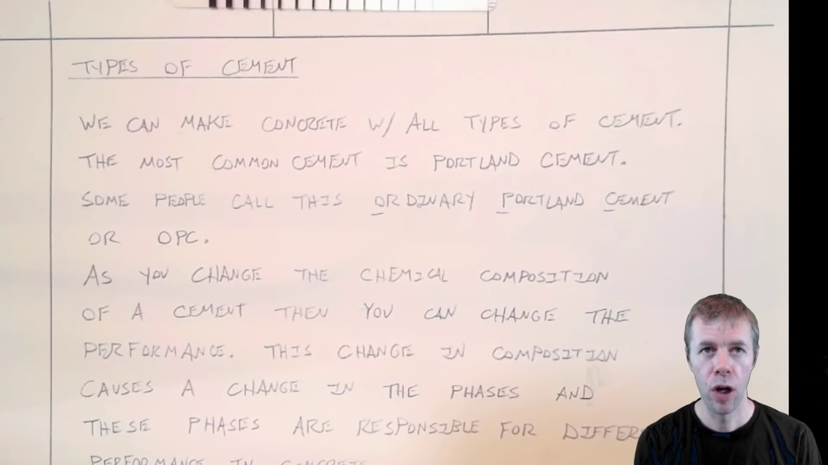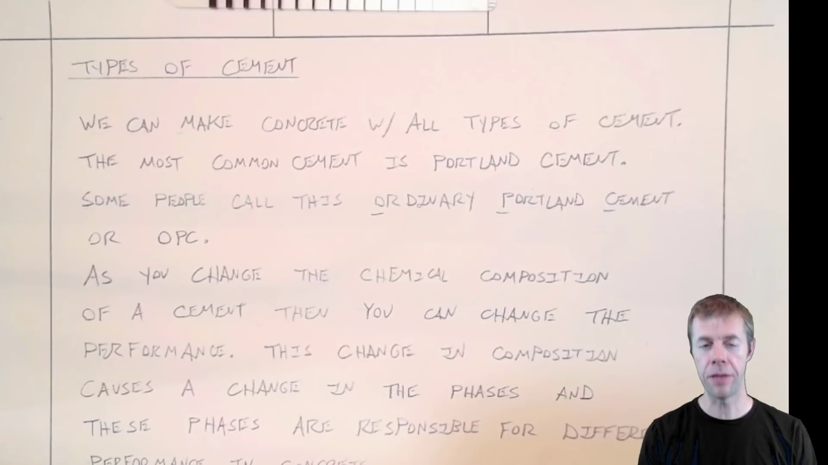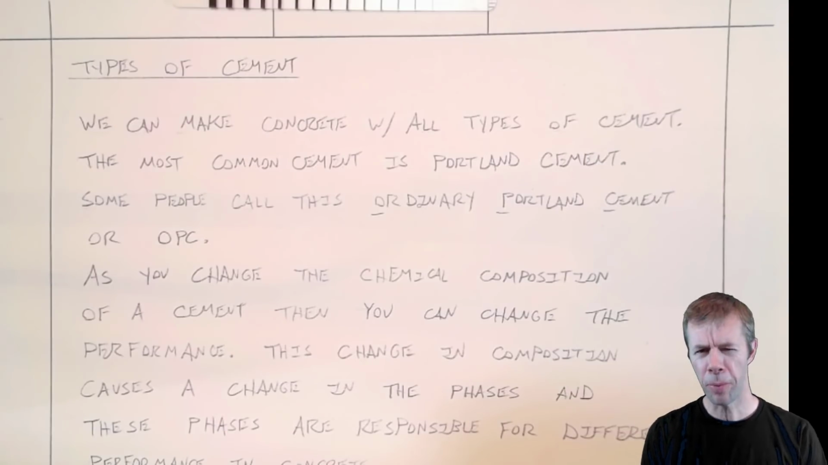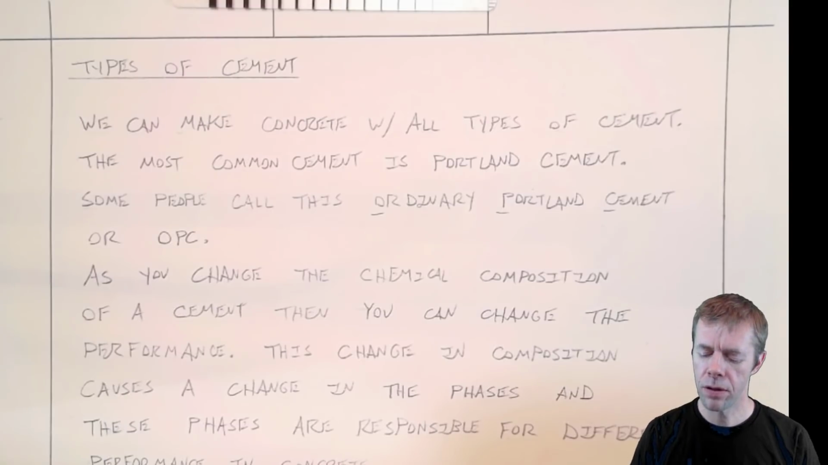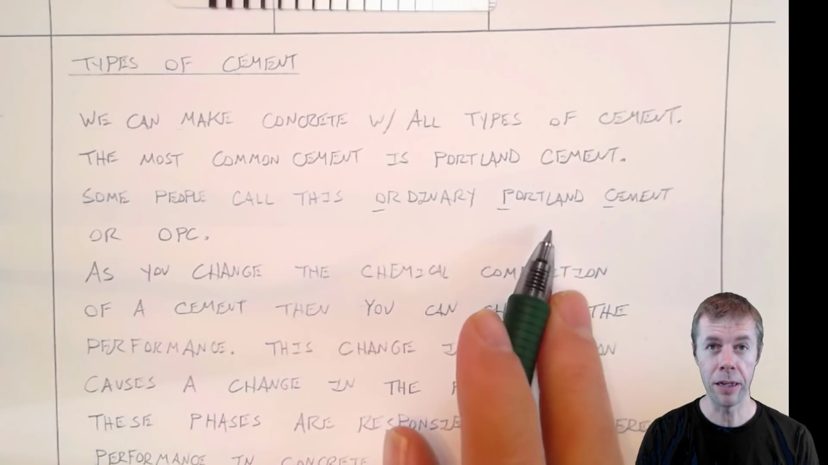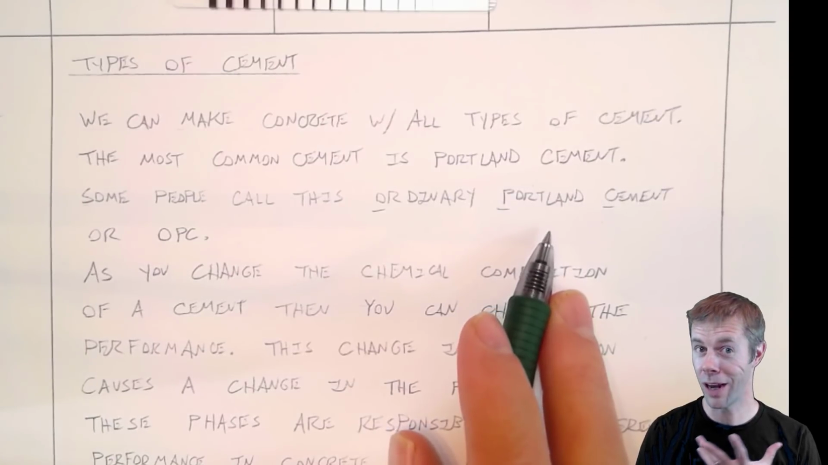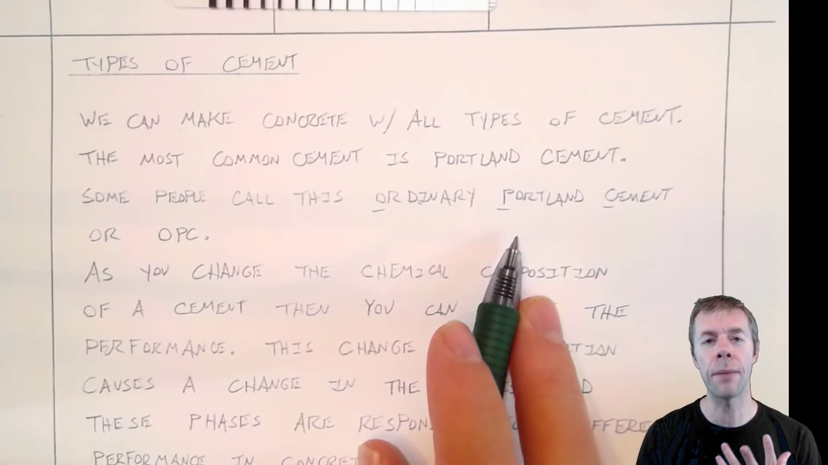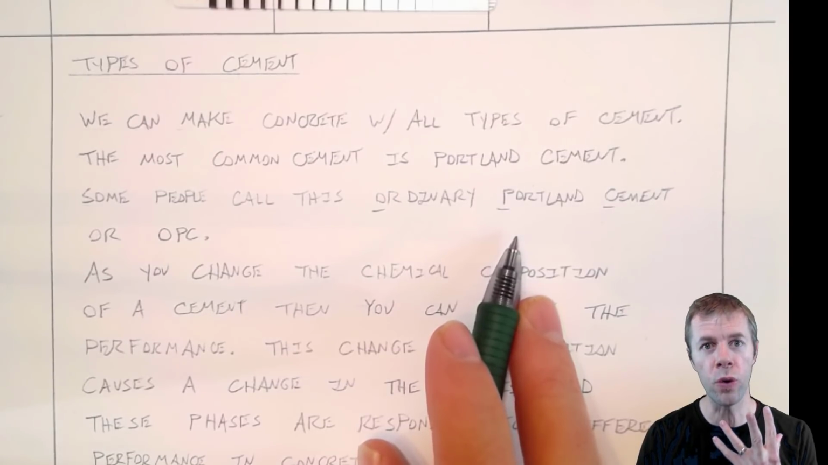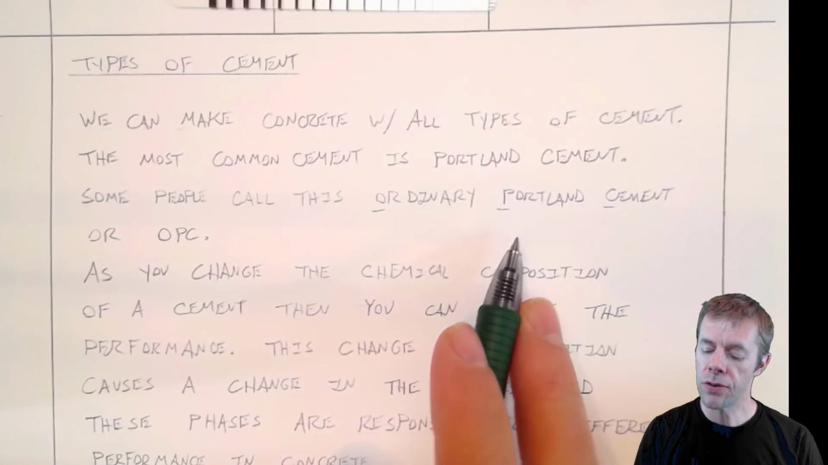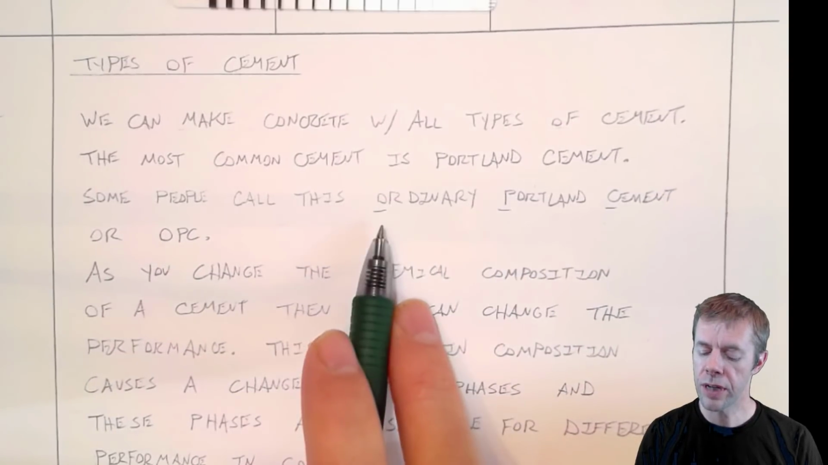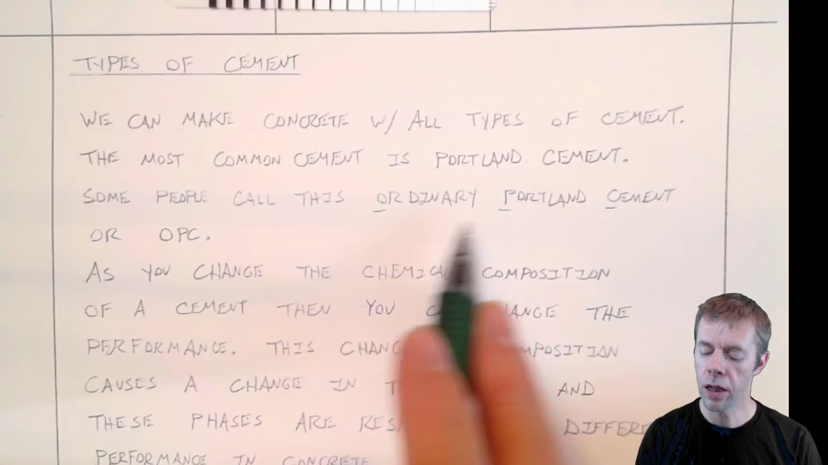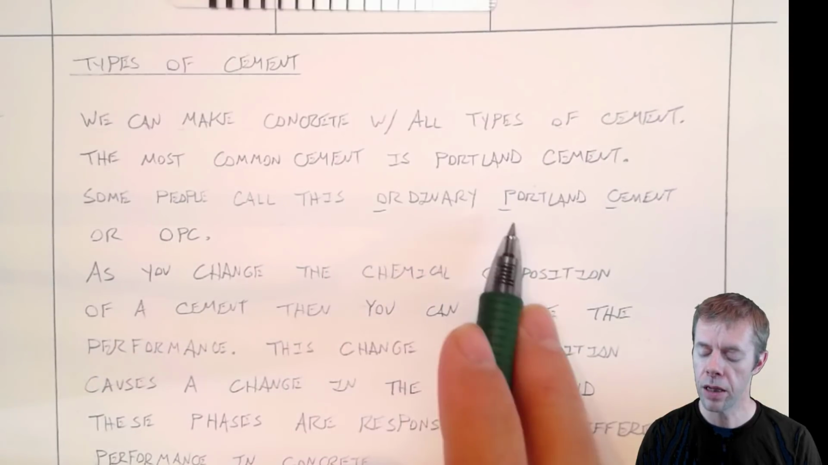Let's get started. We can make concrete with all kinds of different types of cement. The most common cement, though, is Portland cement. Some people call Portland cement ordinary Portland cement. I don't really think it's that ordinary, right? I think it's pretty amazing. But they call it ordinary Portland cement because there's lots of other types of cements out there. There's lots of other things you can do with your cement. And this is short for this. There's an acronym called OPC, Ordinary Portland Cement, OPC.